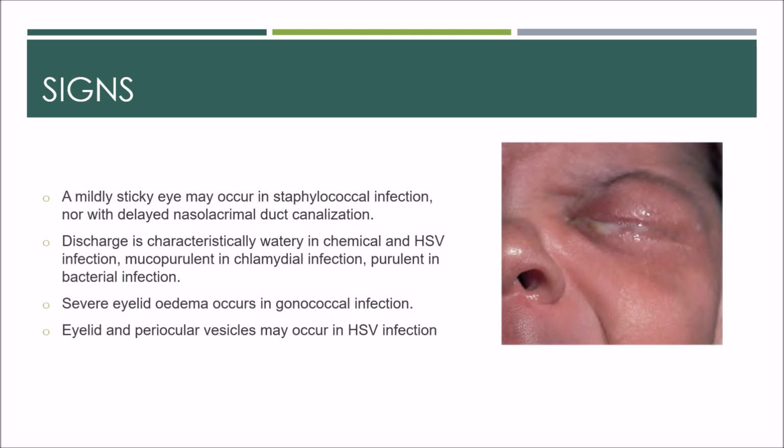Severe eyelid edema is observed in gonococcal infection. It may be difficult to distinguish severe conjunctivitis from preseptal or orbital infection. Signs of dacryocystitis should be excluded as well. Eyelid and periocular vesicles may occur in herpes simplex infection and can critically aid early diagnosis and treatment.